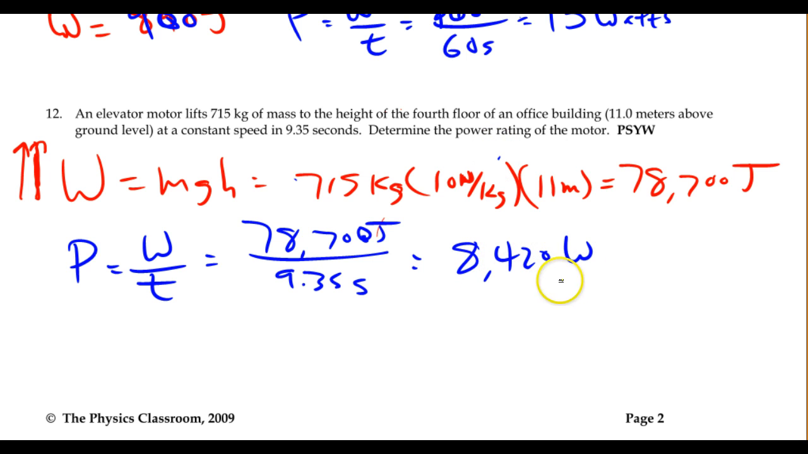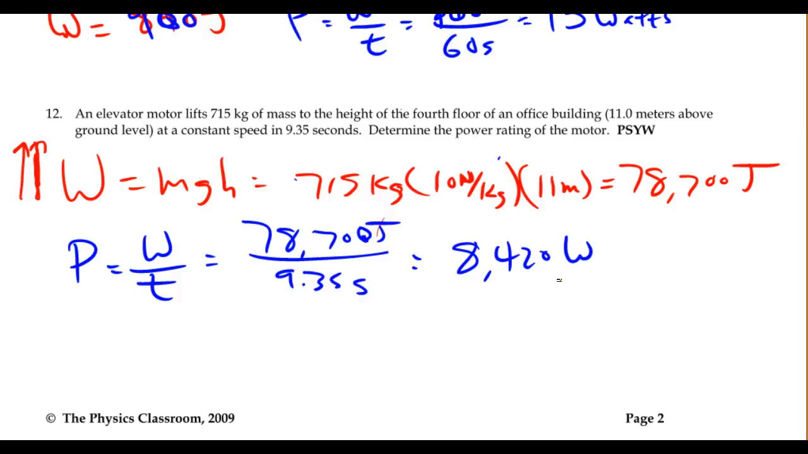8,420 watts of power. So to make that happen, that elevator is going to need an electric motor, most likely, for an elevator of at least 8.42 kilowatts. So again, in the United States, we make our motors and measure them in horsepower. In most of the world, if you go to buy a car, you don't know how many horses it has under the hood. You'll be told the amount of kilowatts that it can put out. So kilowatts, thousands of watts.